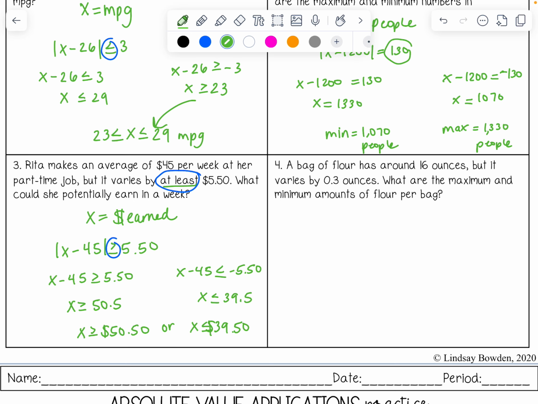All right, last problem. A bag of flour has around 16 ounces, but it varies by 0.3 ounces. No at least, no at most. So this is going to be an equation. What are the maximum and minimum amounts of flour per bag? So our X is flour, and our unit here is ounces, so ounces. So it has around 16. You'll see kind of a pattern here again. It has 16, so the distance from 16, but it varies by 0.3.